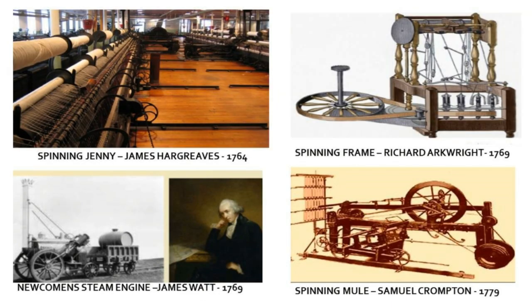Spinning jenny, useful for textiles, invented by James Hargreaves in 1764. Spinning frame, that is water frame, useful for textiles, invented by Richard Arkwright in 1769. Newcomen steam engine, redesigned, invented by James Watt in 1769. Spinning mule, useful for textiles, invented by Samuel Crompton in 1779.